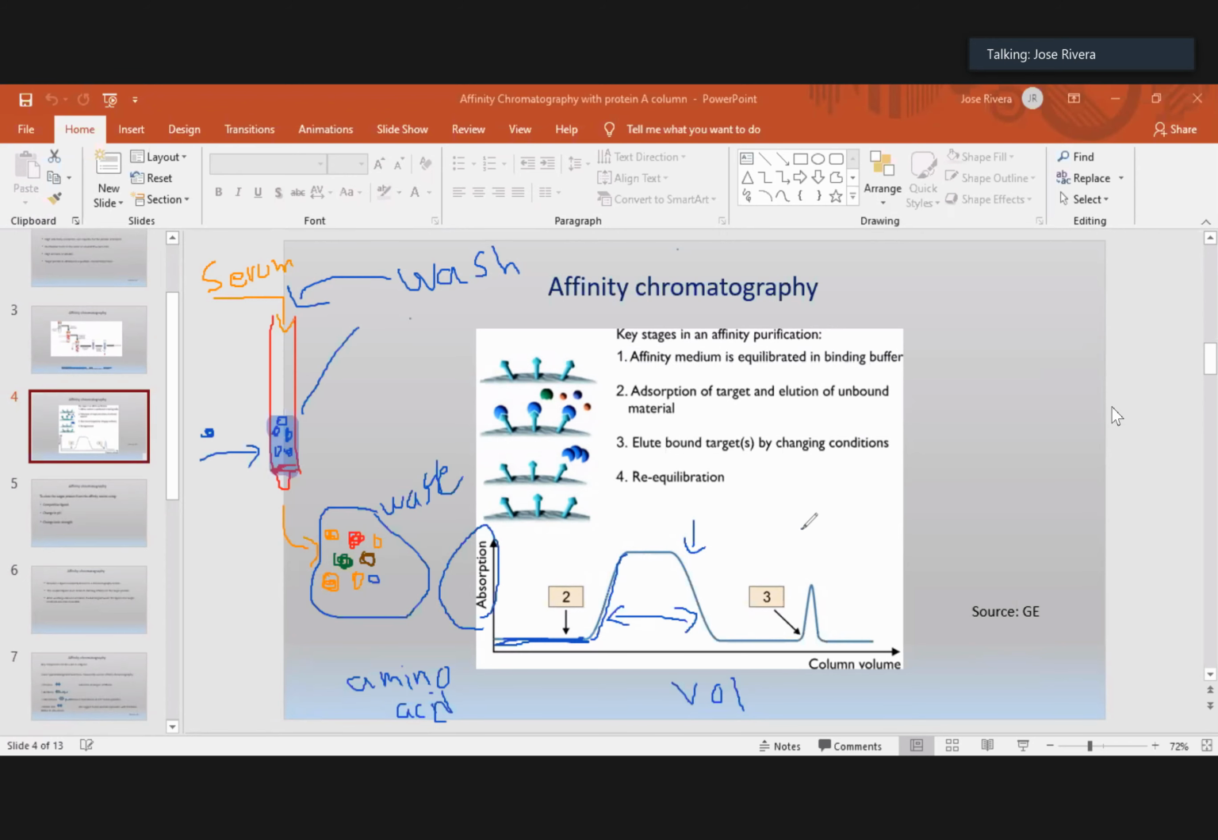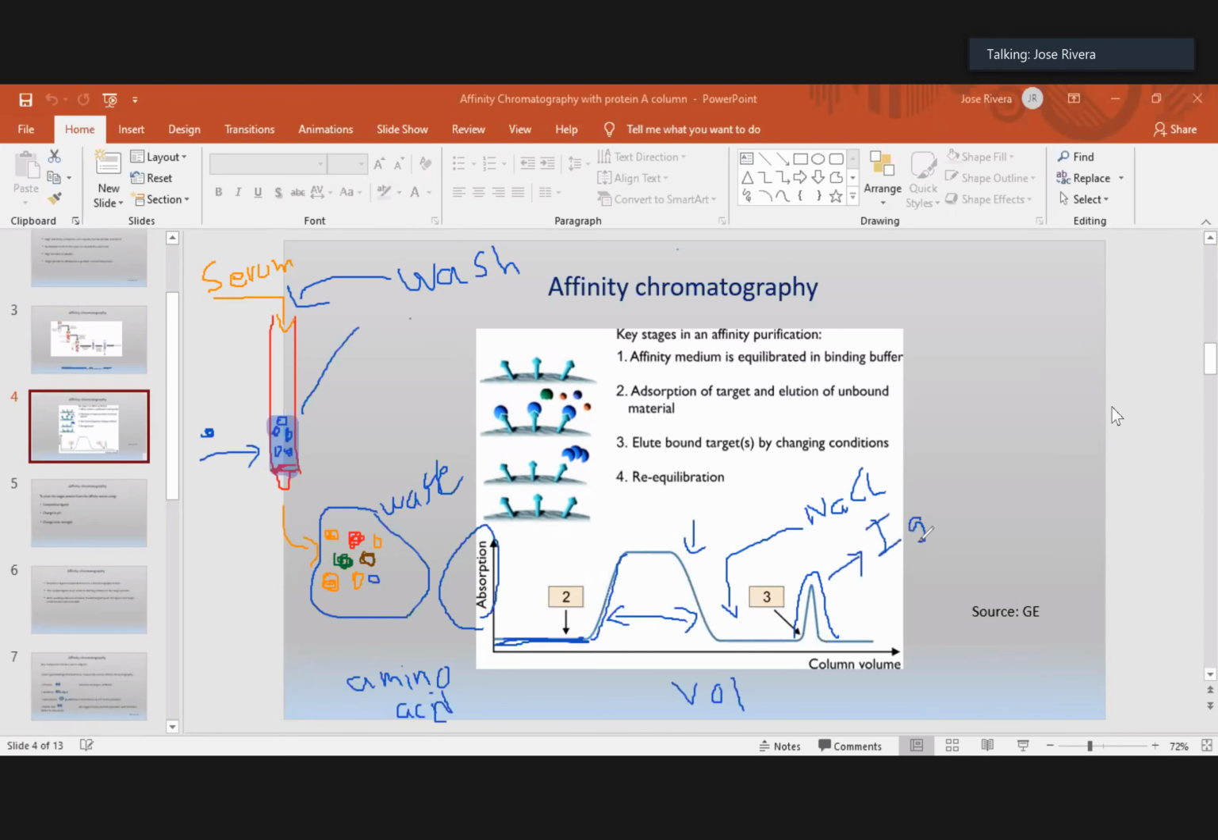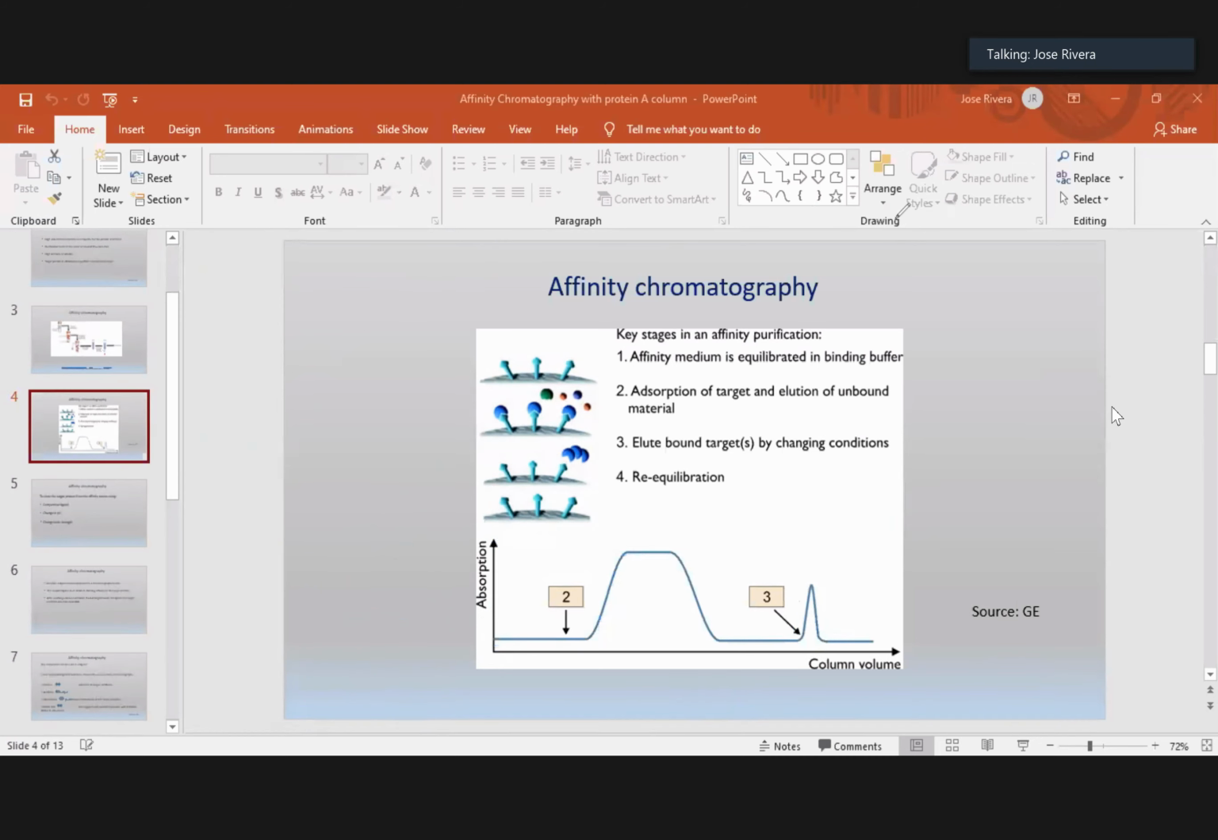And so then you add your salt here, somewhere in here, or something that's going to break the bond between the ligand and your protein. And then these are going to dissociate. And what you get is an increase in absorption, and this is the protein that you want. This is going to be your IgG. And one thing you do see here is that the volume is small. And that is because your protein is very concentrated. Okay, so those are the basics of affinity chromatography.